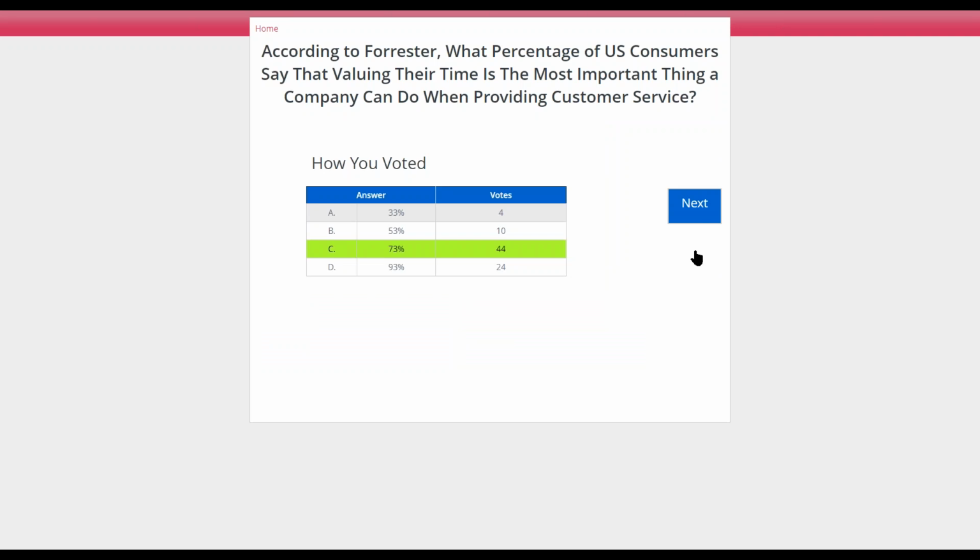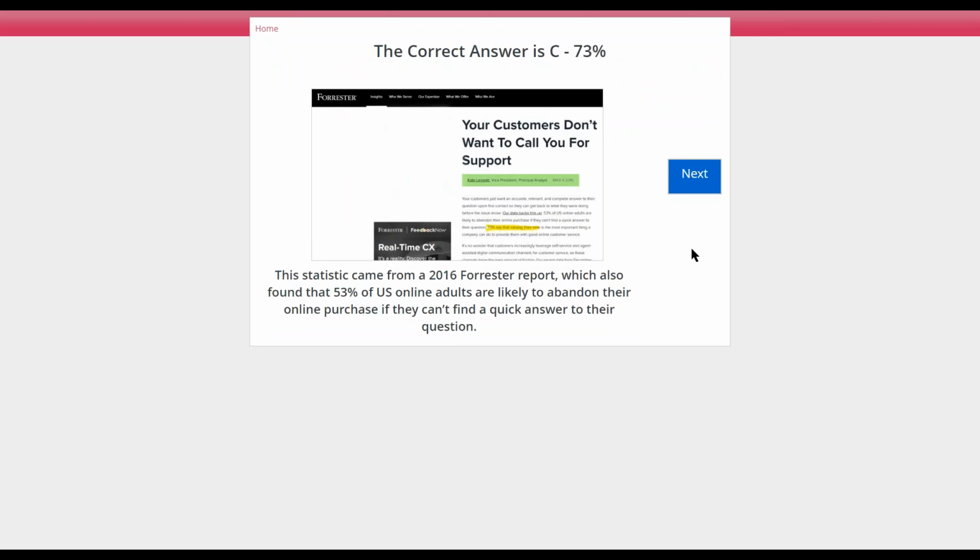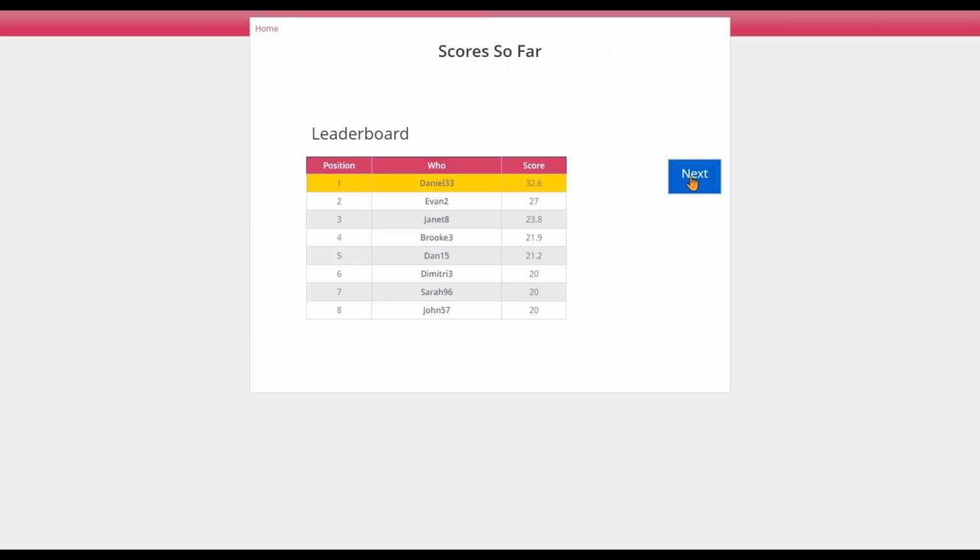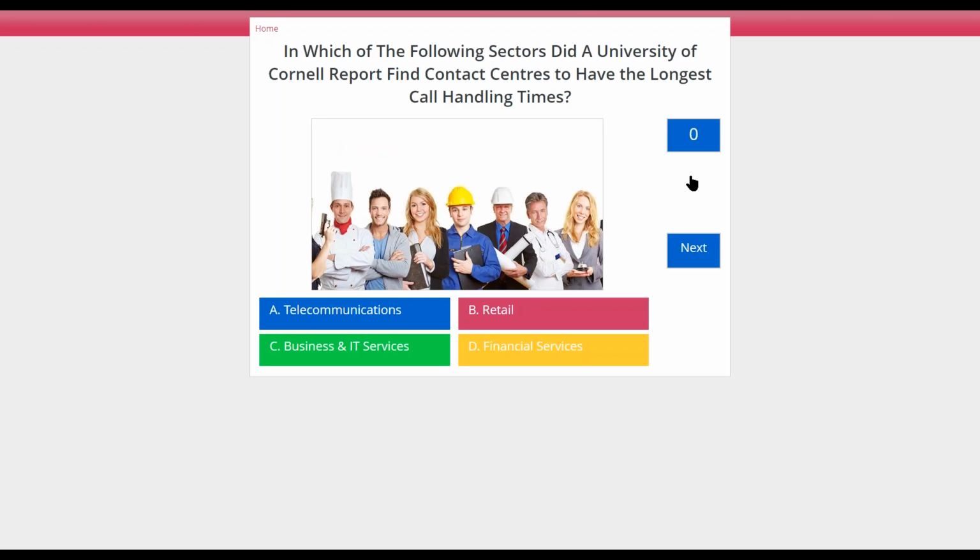We've got most people have got this right. 44 of the people guessed that at 73%. It came from a 2016 Forrester report, which found that 53% of US online adults are likely to abandon their online purchase if they can't find a quick answer to their question. So Daniel's still in the lead there.